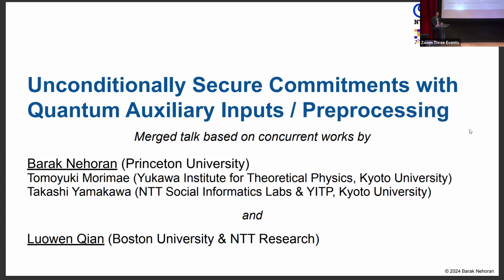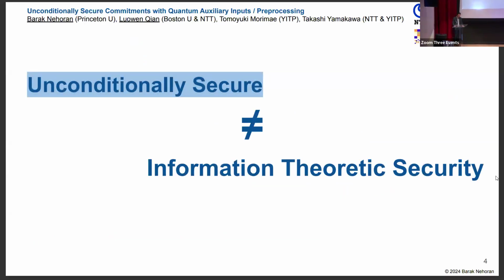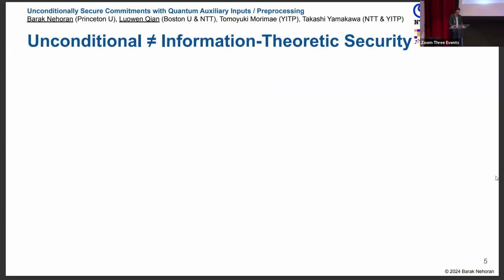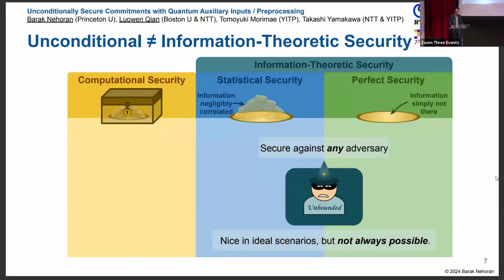To start out, I'd like to dispel a common misconception about the words unconditionally secure. In the title, unconditionally secure is often used interchangeably with information theoretic security, but these are not in fact the same. And for this talk, it's crucial to understand the distinction. Information theoretic security, as opposed to computational, indicates that you're secure against any adversary, supposedly because the adversary just won't have enough information. And this is nice, of course, in many ideal scenarios, but it's not always possible to achieve.